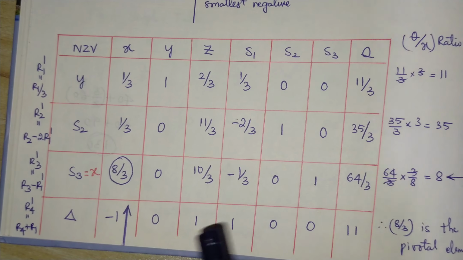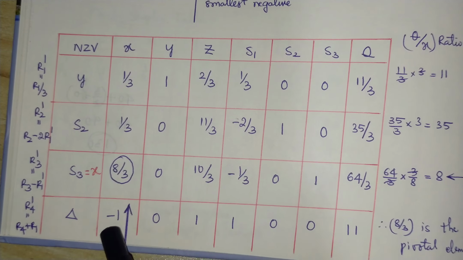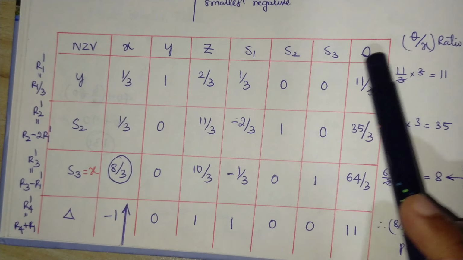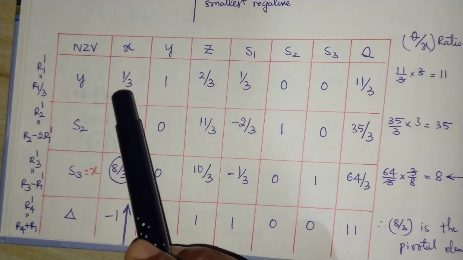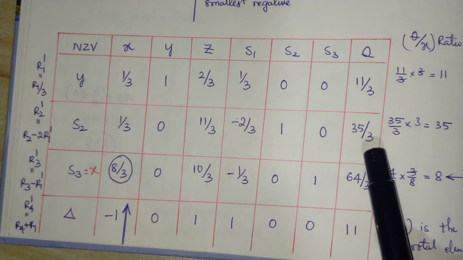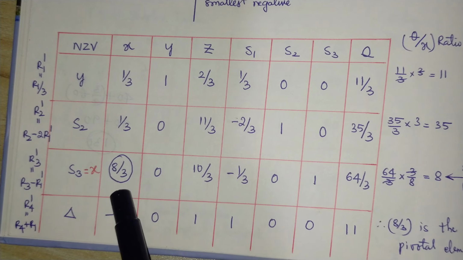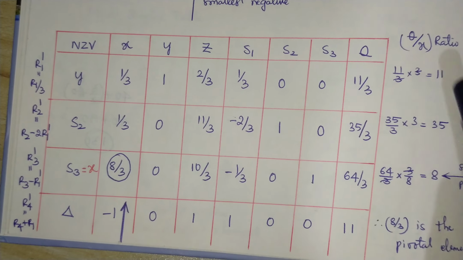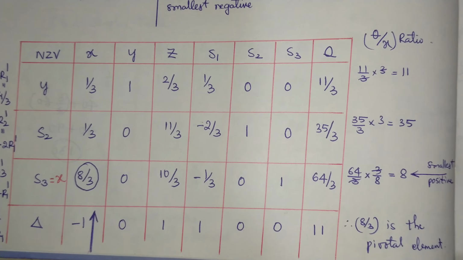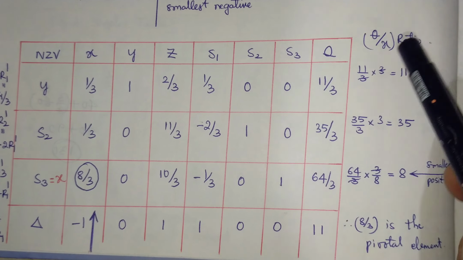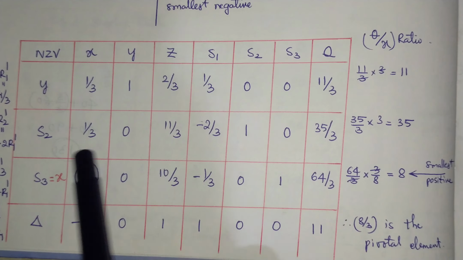Look at the delta row. We have to identify the smallest negative number, and that is your pivotal column, and we consider the ratio of quantity by pivotal column element. Here it is 11 by 3 divided by 1 by 3, which is 11, 35 by 3 divided by 1 by 3, which is 35, and 64 by 3 divided by 8 by 3, which is 8. Among these three numbers, which one is smallest negative? 8 is the smallest positive, sorry. Among these three numbers, we need to identify the smallest positive number. That is your pivotal row.